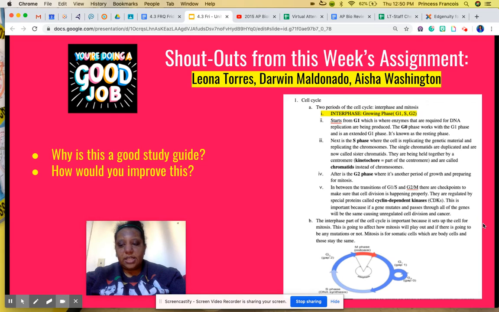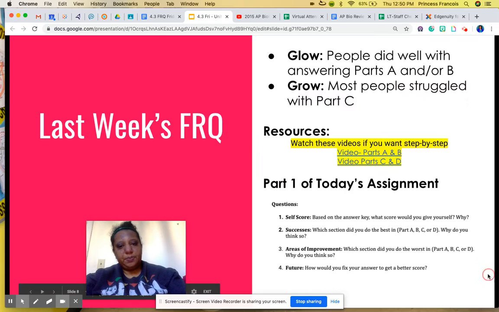I also wanted to give a shout out to Leona, Darwin's, and Aisha's group because they did something similar to here. For example, with the cell cycle, they listed the steps of the cell cycle, and in bold, they put the vocabulary words as they appeared while explaining it. So you're using the words in context. And there's also an image here that shows an example of this cell cycle. So kudos to you guys as well.